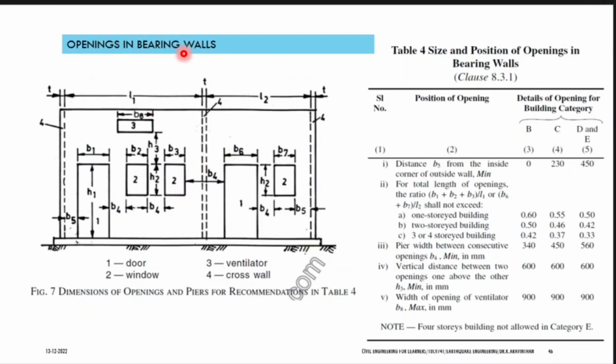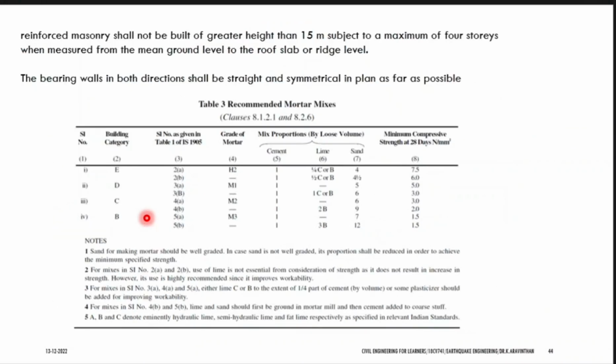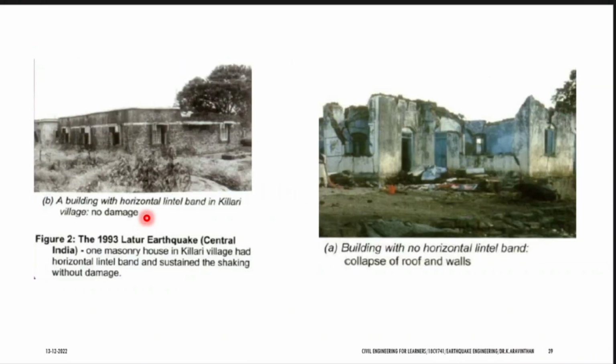Opening in bearing wall. What is opening? It is how many doors and windows you can provide in an earthquake resistant structure. Why? Because of too much opening. If you have two windows here, you can change the size of the window, and can you introduce another window here? Yes, you can do. But what happens during the earthquake? They have given the dimensions of openings, piers and recommendations. If you follow these dimensions, during the earthquake you can see this kind of failure will not happen.